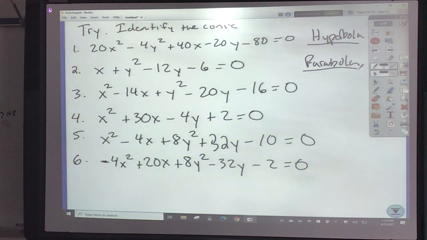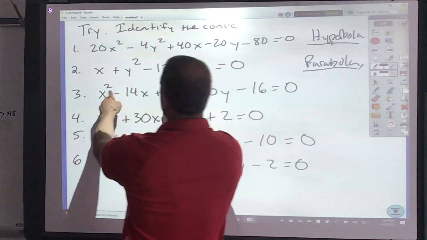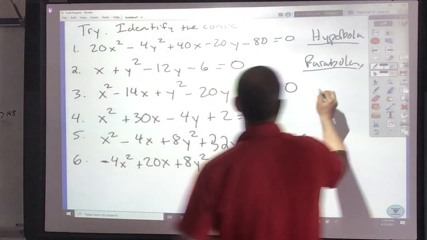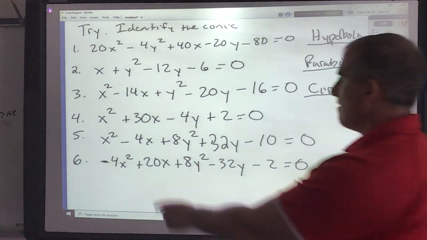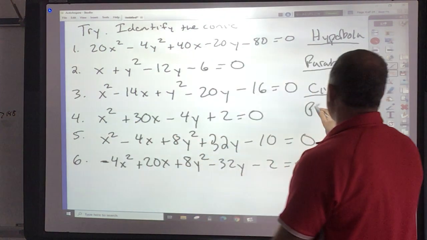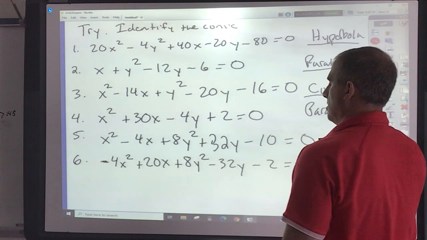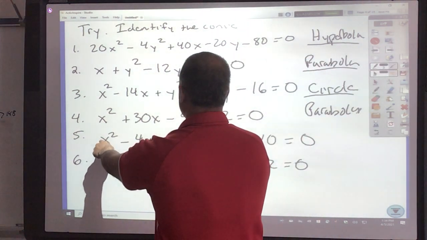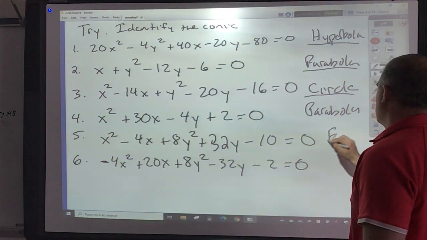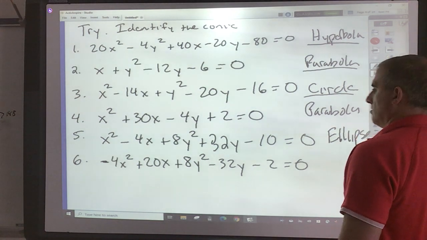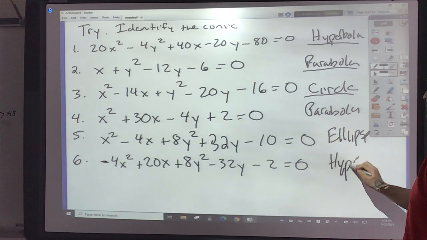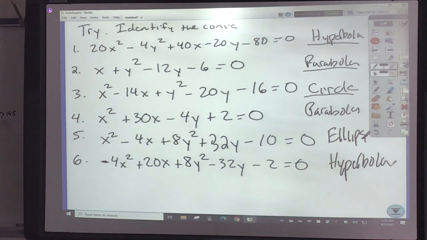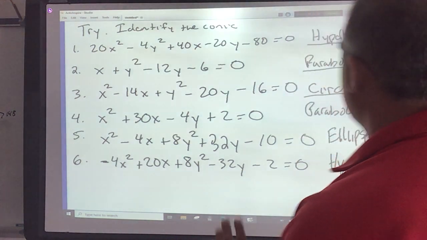The next one, I've got two squared terms. Both are positive. Both are the same. So that would be a circle. Here I've got one square term, so that is a parabola. Here I've got two square terms, and these are different, so that's an ellipse. Two square terms where one of them is negative, that's a hyperbola. It's going to be big for us as we go through here to identify which ones they're going to be.